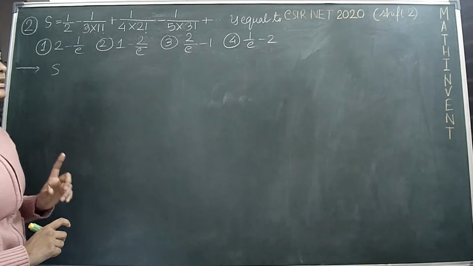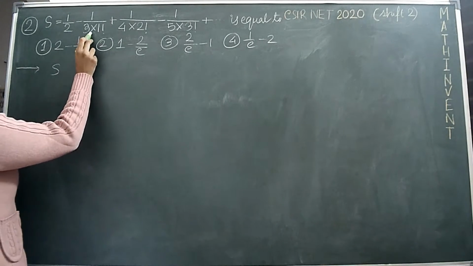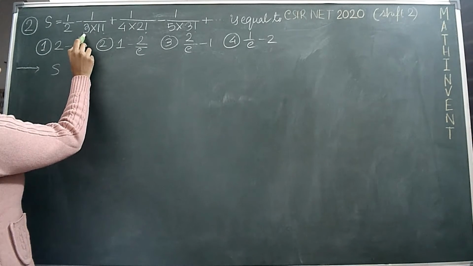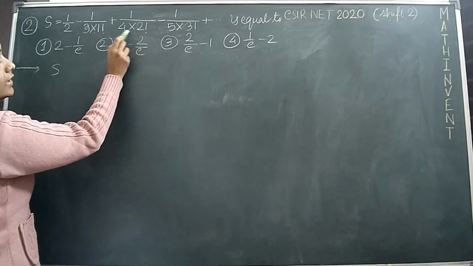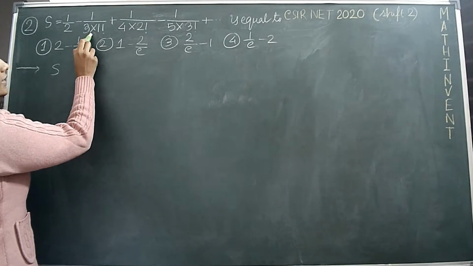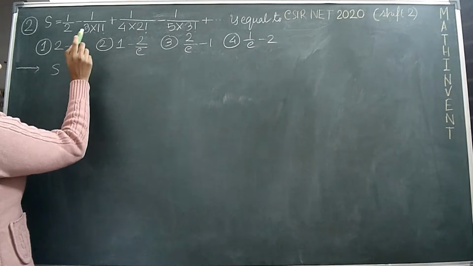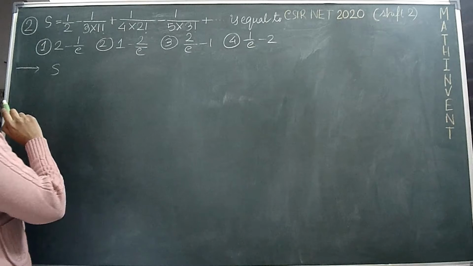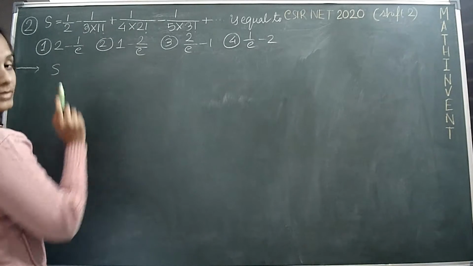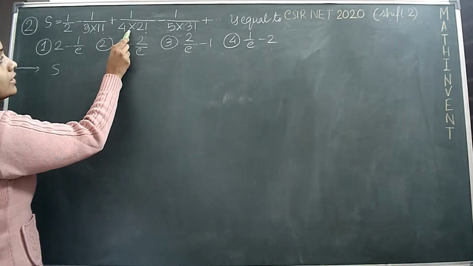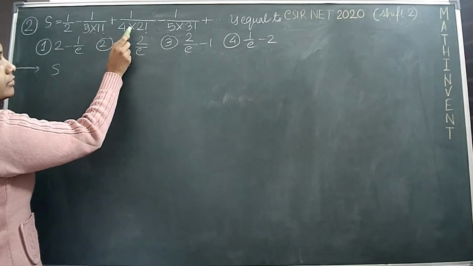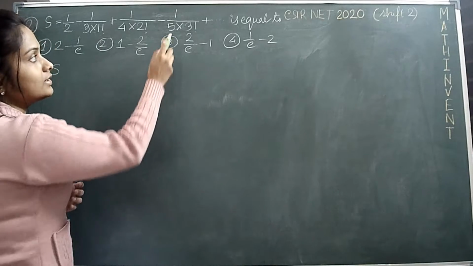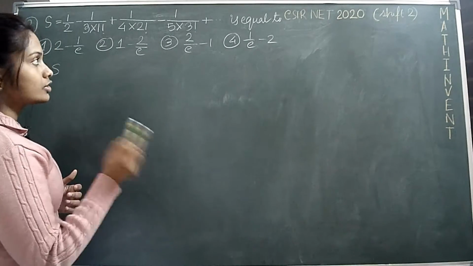Let us observe one thing. In each of these terms, here we have 1 factorial into 3. Here we have 2 factorial into 4. So here a 2 is missing. If we multiply by a 2, then we will get 3 factorial. Here a 3 is missing. If we multiply by 3, we will get 4 factorial. Here if we multiply by 4, then we will get 5 factorial. So let's do that.